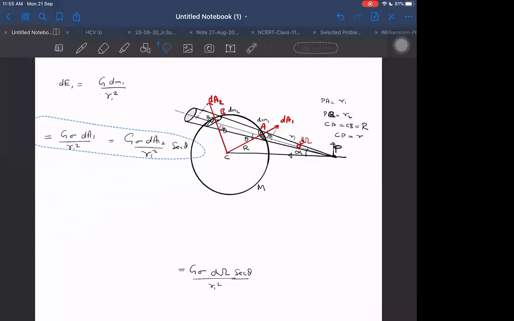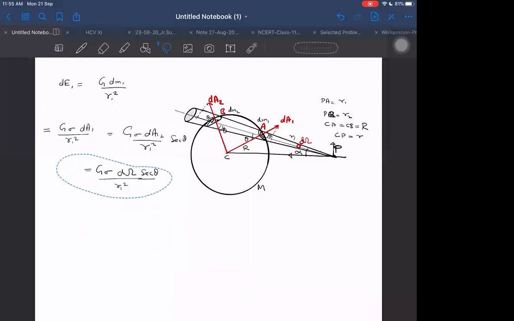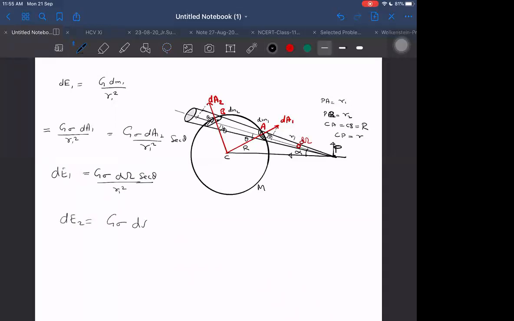Let me make some space here for writing it down. This is dE1. What is dE2? Similarly, G sigma d omega secant theta, exactly the same, divided by R2 square. But I don't want that also; I told you before, I wanted the component along the center. Then we can take dE1 cos alpha, plus dE2 cos alpha, which will become G sigma d omega into secant theta divided by R square.